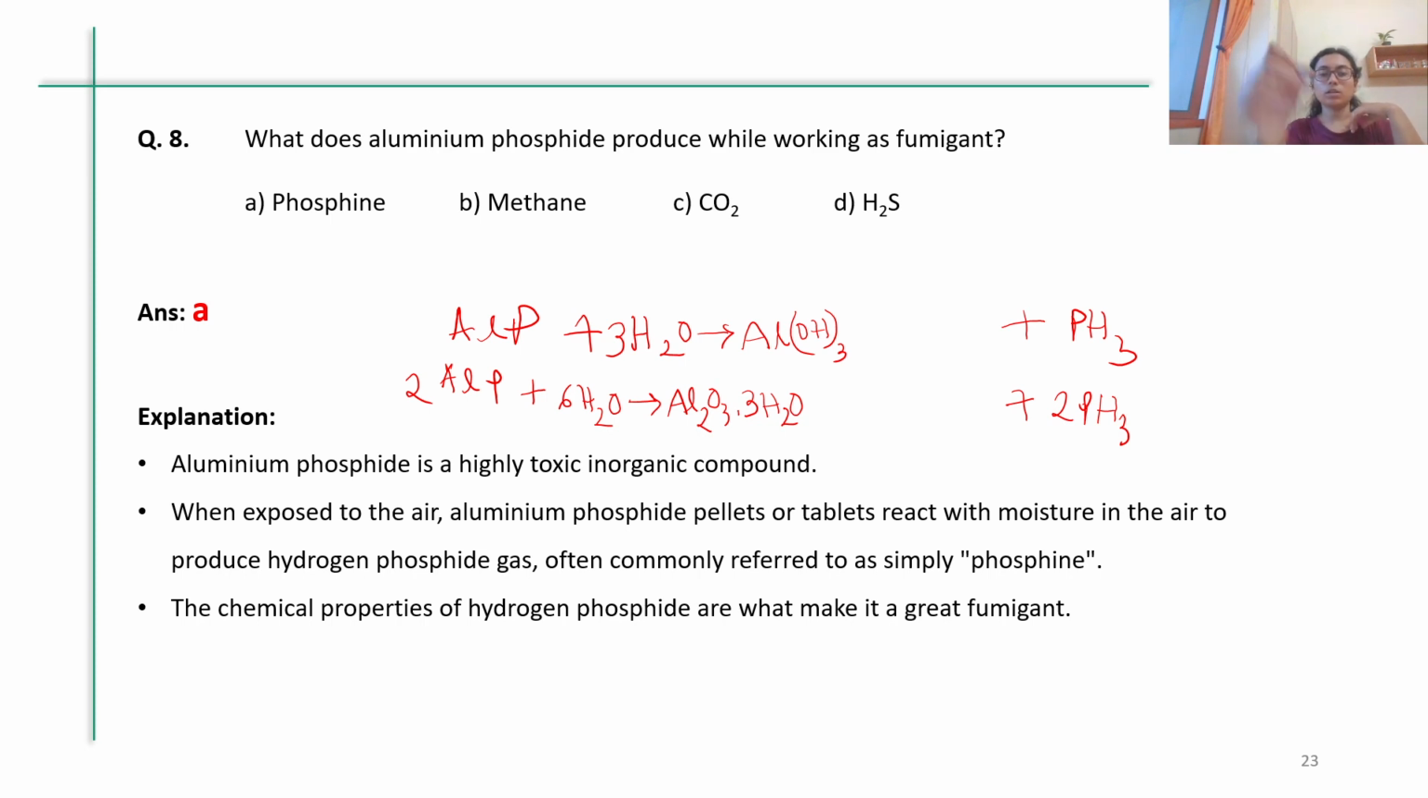Phosphine gas will be produced, and how will we produce aluminium phosphide? That is by the reaction of elemental aluminium with elemental red phosphorus, 4Al plus P4 will produce 4AlP, right? Then this phosphine gas produced is basically like an organophosphate.